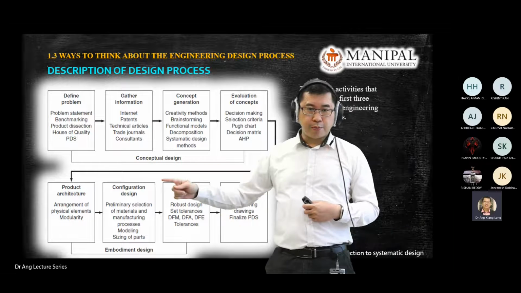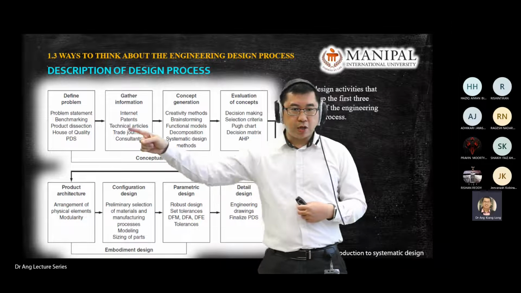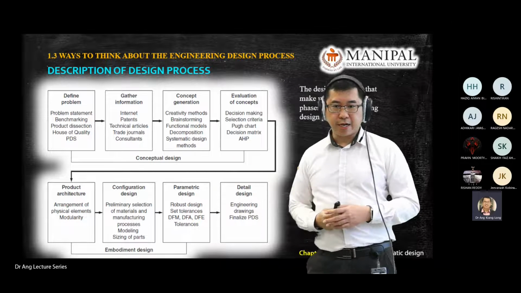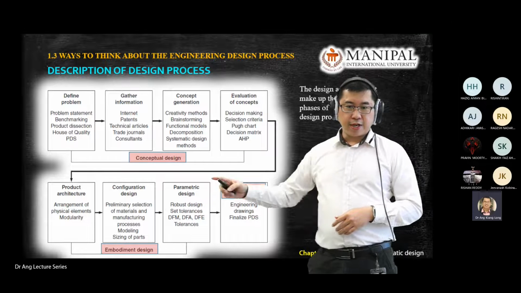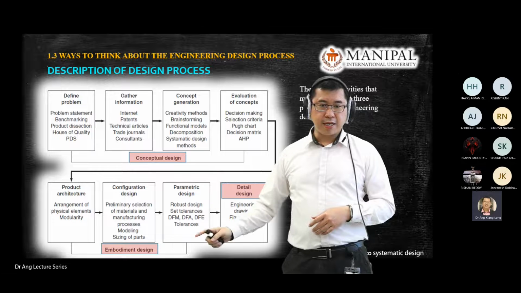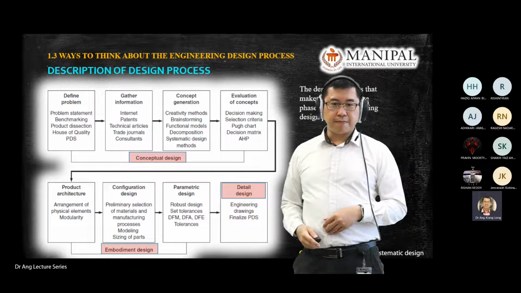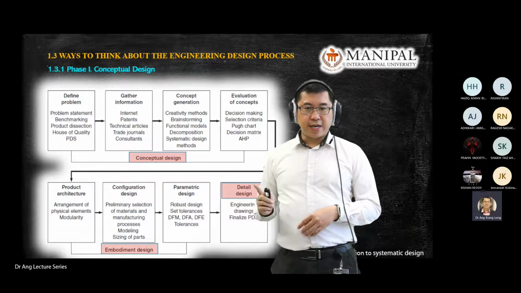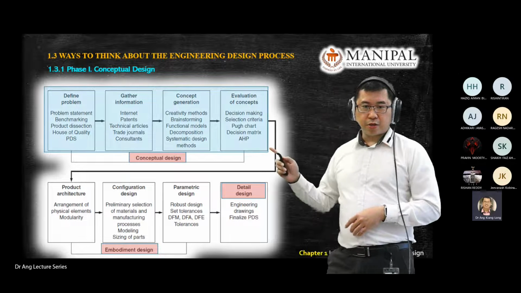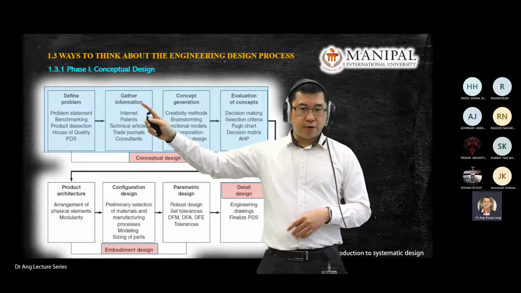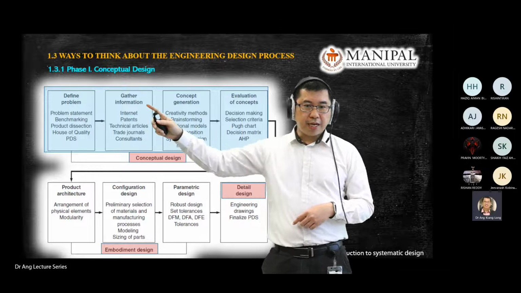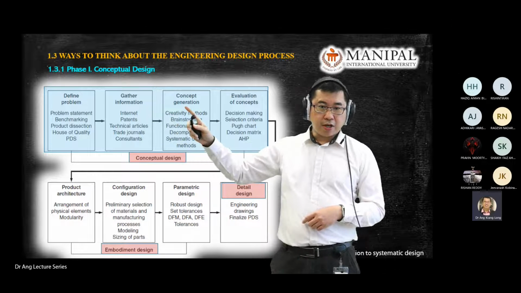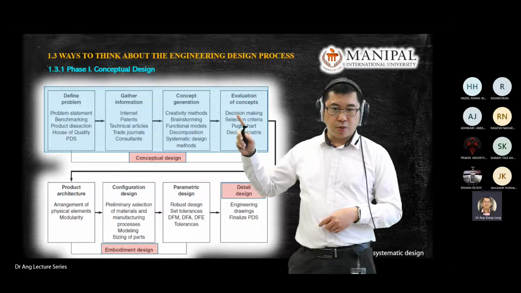So these are the processes, and we go one by one. Today we're going to look at the first one because of the time we have. So we look at conceptual design. In phase 1, we have three phases here: conceptual design, embodiment, and detailed design. So what is conceptual design? Under conceptual design, you define the problem, you gather information, you come up with concept generation, and evaluate.